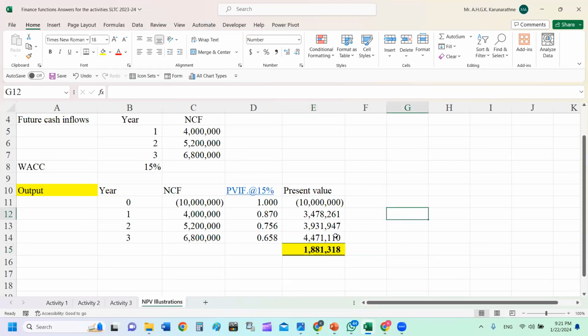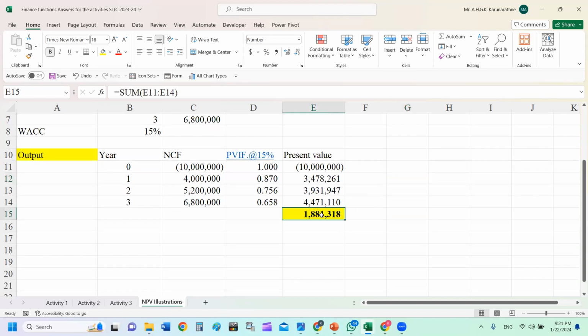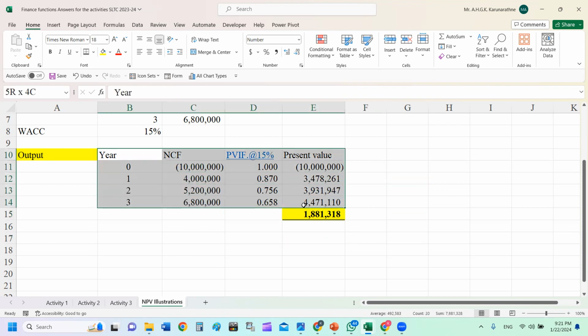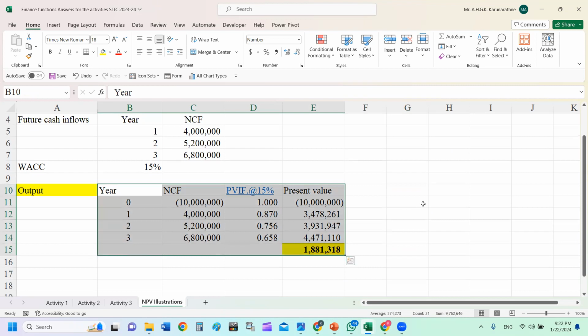If you accept this project, it will increase your firm's wealth right now by 1,881,318. Is it good? Do you recommend this project? Yes, the project is recommended because it enhances your wealth. Today you sacrifice this much, and today itself you get a net gain, adding value to your business by 1,881,318. This is how you should develop your answer manually on a sheet of paper, using your calculator for the financial management subject.